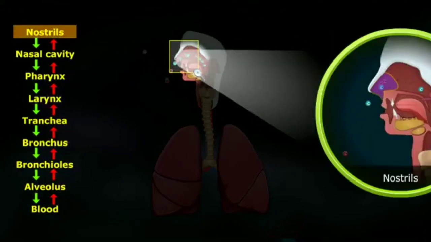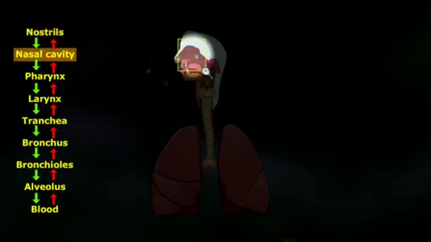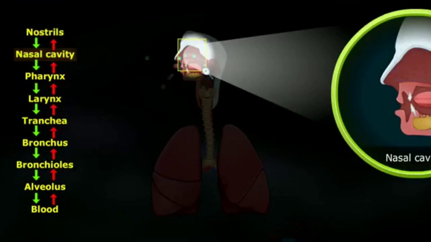Nostrils. Generally, the air enters into the body through nostrils. Nasal cavity. It removes the dirt present in the air with the help of hair that grows from its sides. It has a moist surface. As the inhaled air passes through the nasal cavity, its temperature is brought close to the body's temperature. Nasal cavity collects the water vapor present in the air, hence it becomes more moist than before.